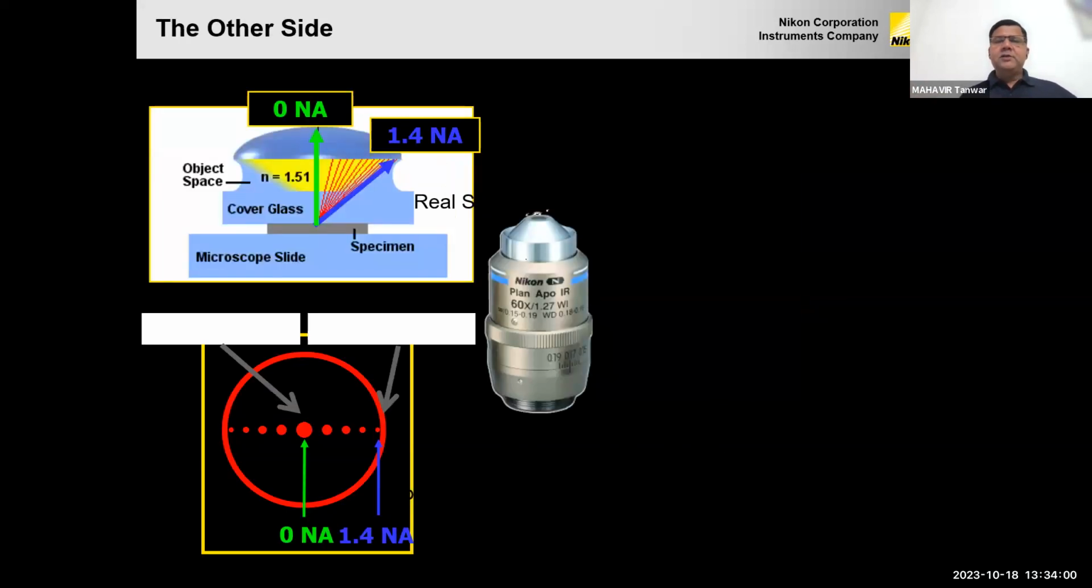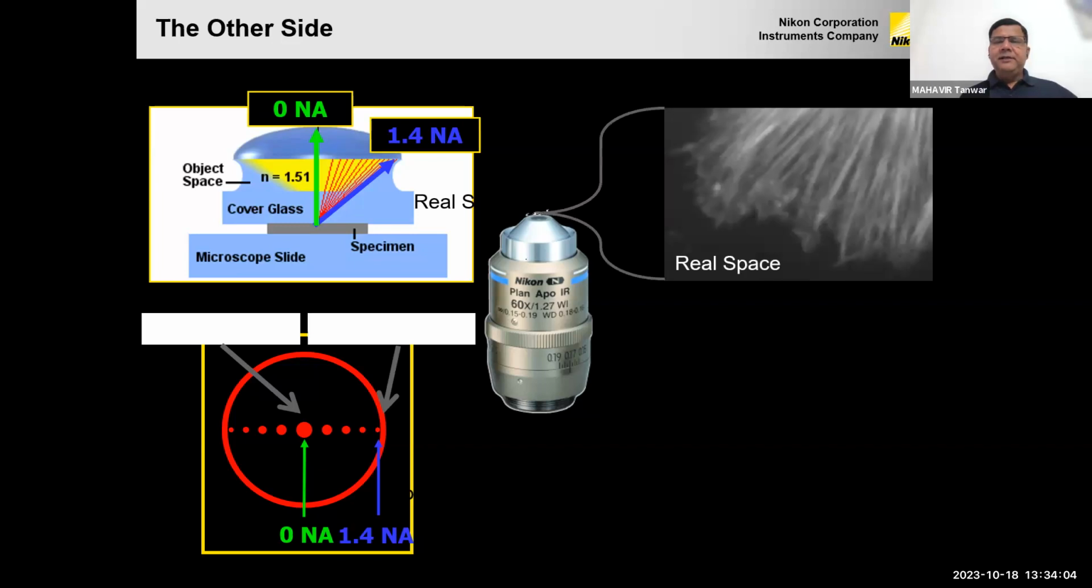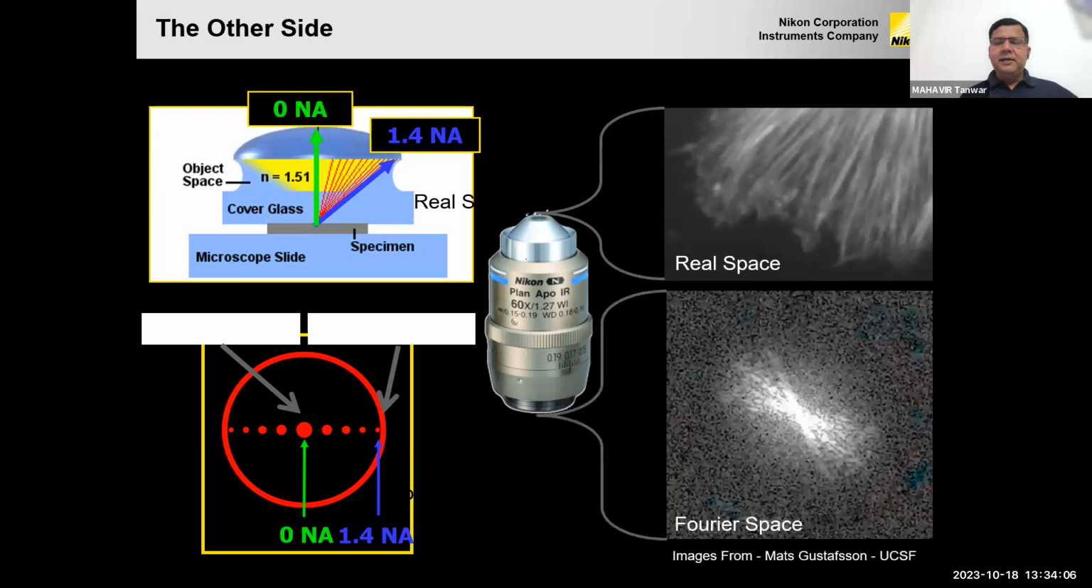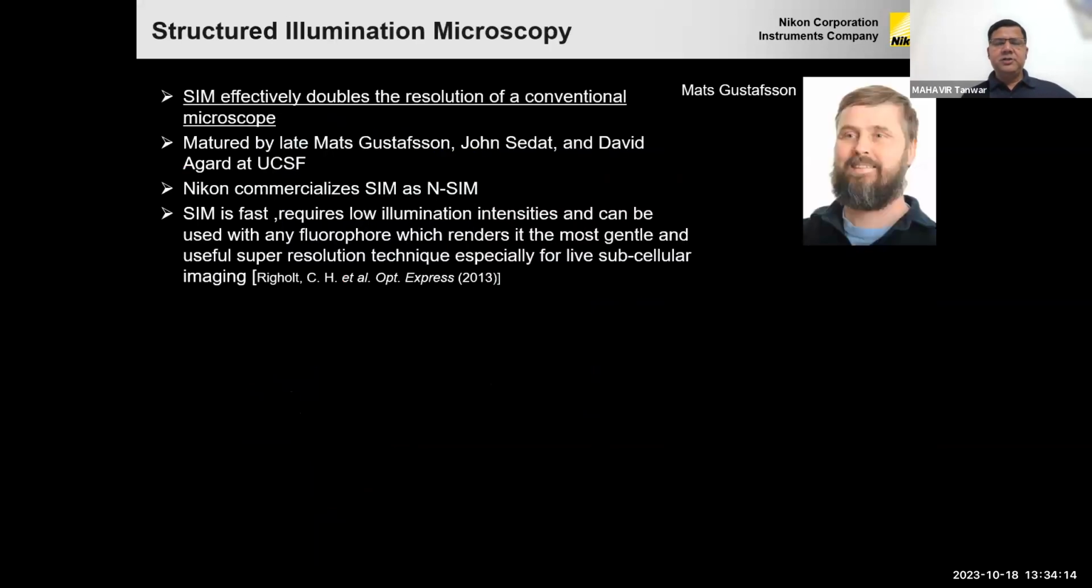In case of super resolution, what is happening? There is a real space and there is a Fourier space. Fourier space is at the back focal plane. Based on Fourier space, we can create a real space image. So first of all, let's come to SIM.